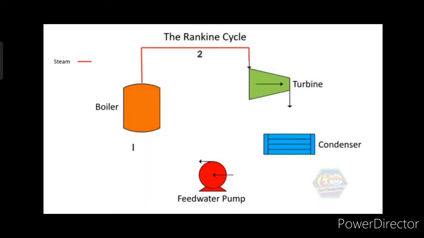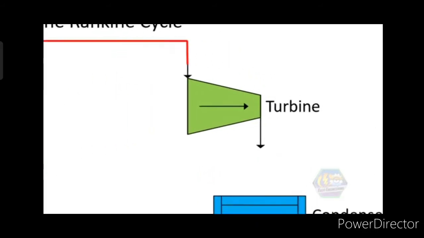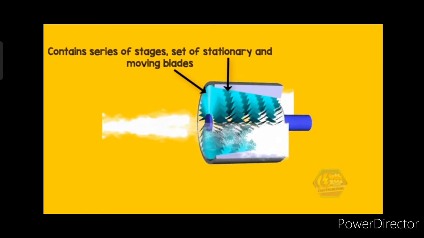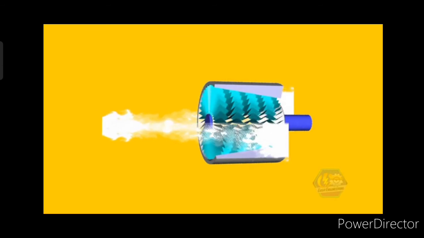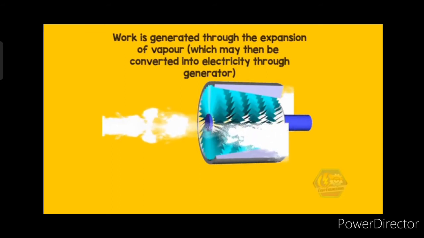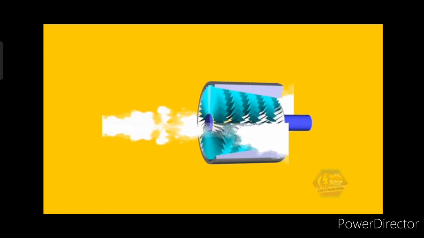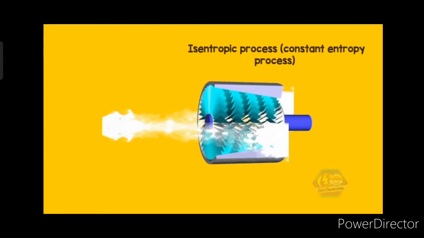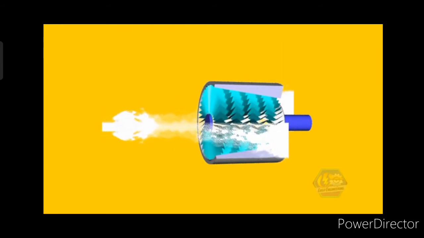Now, steam can be used in the next process, which is process 2-3, the turbine. The turbine is a work generator. It contains a series of stages or sets of stationary and moving blades to perform its function. By using the steam, work is generated through the expansion of vapor, which may then be converted into electricity through a generator. Compared to the previous process, since we have equipment that involves work, an isentropic or constant entropy process is assumed. Yes, it is assumed because in the real world, there is no such thing as ideal.